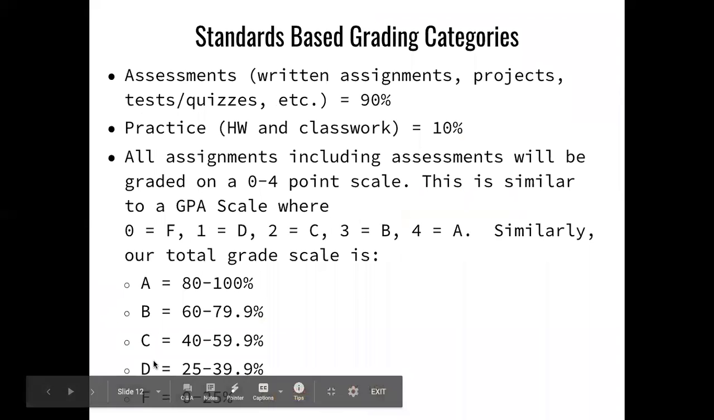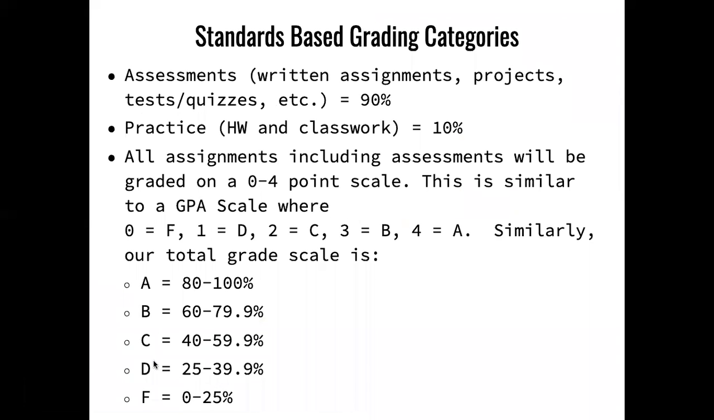So, down to the nuts and bolts of this, if you look at the slide, it's an overview of what grading looks like in this class. The big bulk of their grade is going to be dedicated towards them completing essays, projects, and also completing tests and quizzes. It's 90% of their grade, where homework and classwork is going to be 10% of their grade. All assignments are going to be graded using a 4-point scale, 4 being an A, 0 being an F, and there's going to be corresponding rubrics that go along with this.